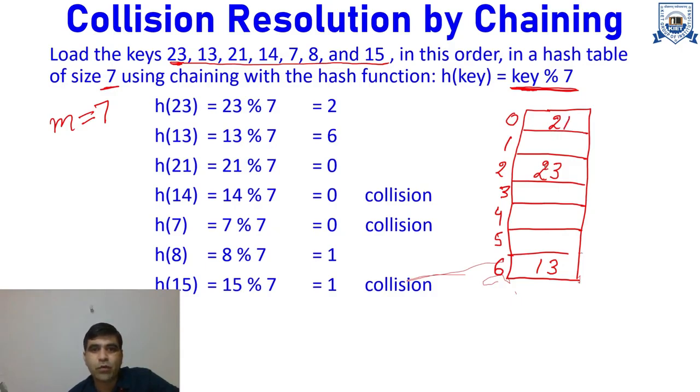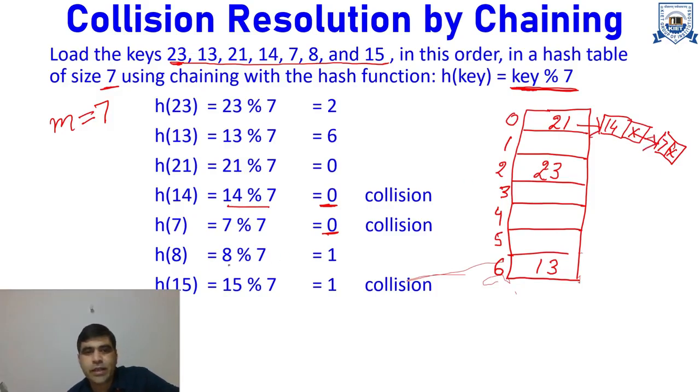Then we have 14, which will also be stored at location 0. So 0 is already occupied, so what we'll do is we simply store 14 here, and this contains null. See, next we have 7. For 7 it is again giving a collision, so it means 7 will also be stored at this particular location. So now we'll create a new node, we'll store 7 here, and this next part contains null. Okay, so this is how your linked list is created.